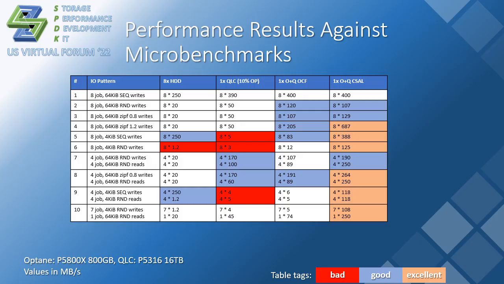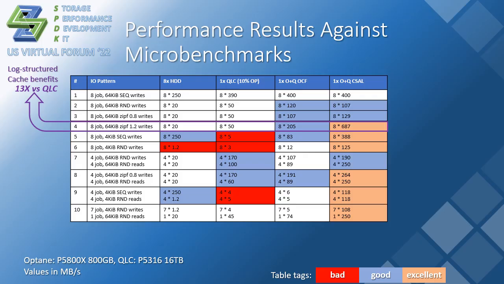Next up is the Open CAS framework, which is also available in SPDK. Set up similarly to CSAL, with an Optane cache device backing a QLC-based device, while it improves the results in most cases, for some workloads, like the random 4K writes, there just isn't much that can be done. And finally, CSAL performance results, for which I'd like to point out a few workloads in particular.